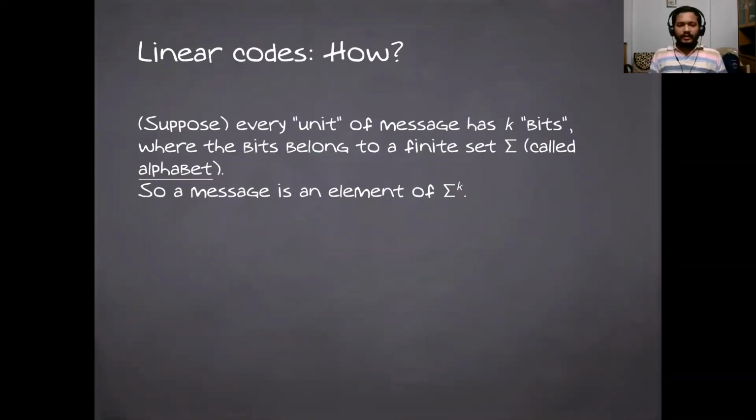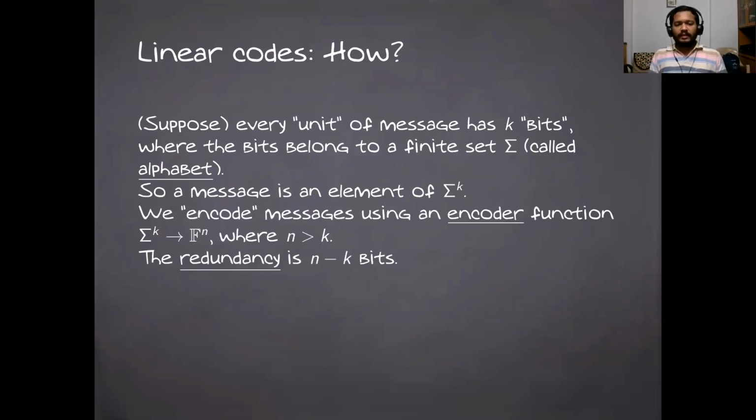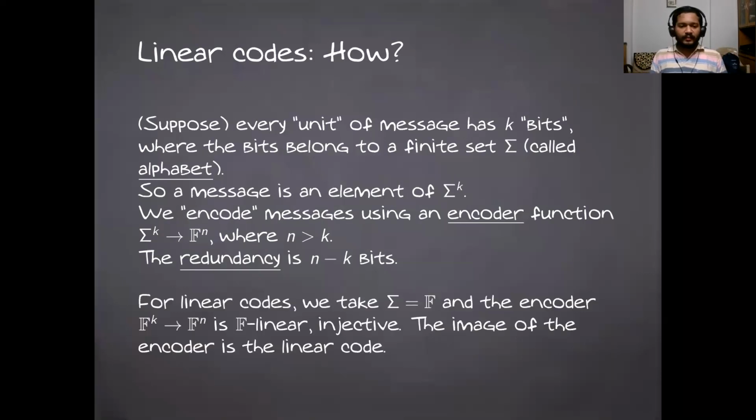So suppose every unit of message has k bits, where the bits are from a finite set, just as I said. So the message is an element of sigma to the k, where sigma is formally called the alphabet. That's the set of symbols that is available to us. We encode this message into a larger vector space using an encoding function. And the larger encoded message has n bits instead of k bits, where n is much larger than k. The additional bits that we add are called the redundancy. So the redundancy in this case is n minus k bits.